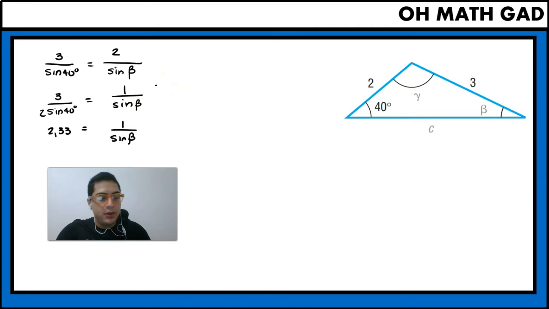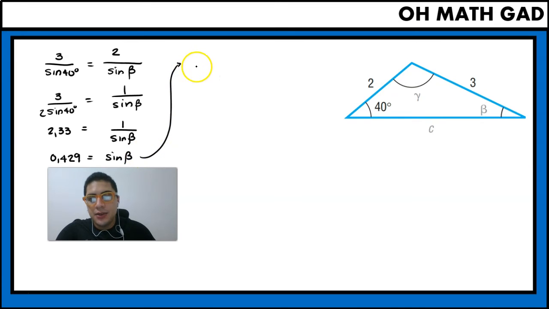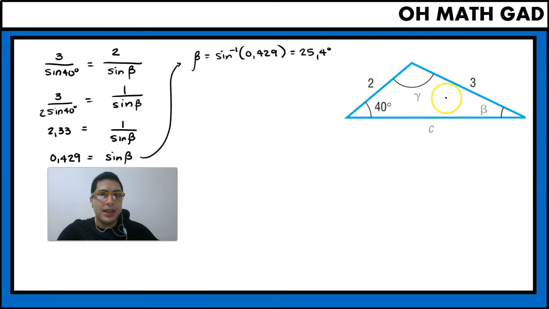And then if we flip both of them, 1 divided by that answer is going to be 0.429, which is going to be equal to the sine of beta, right? If I want to find the value of beta, I just have to pass the sine to the other side as sine inverse of 0.429, and that is going to give me a value of 25.4 degrees, right? So again, guys, we already have the value for beta, which is 25.4 degrees.